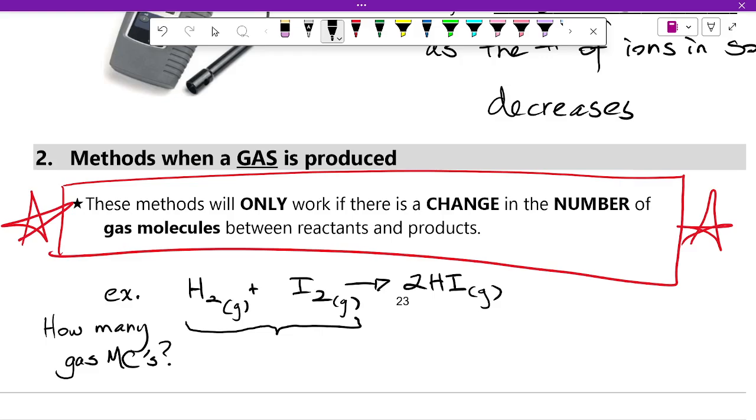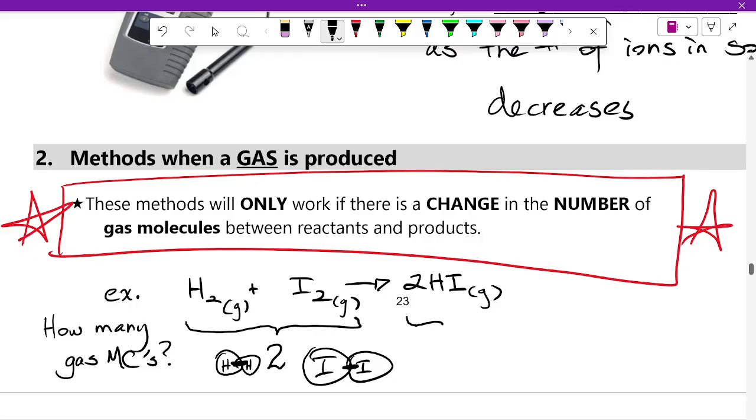So, you're going to show me fingers. How many gas molecules are there in the reactants? If you don't know, it's okay to say, I don't know yet. I got 4s and 2s. Anyone want anything other than a 4 or a 2? Okay. So what we've got is an H2. That is one particle because they are bonded together, so that's one molecule. I2, those are bonded together, so that's one molecule. So that's 2 molecules.